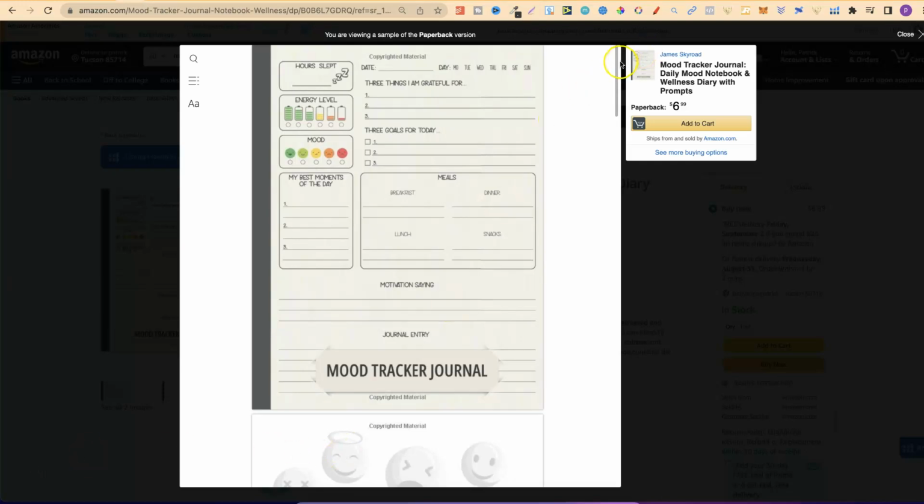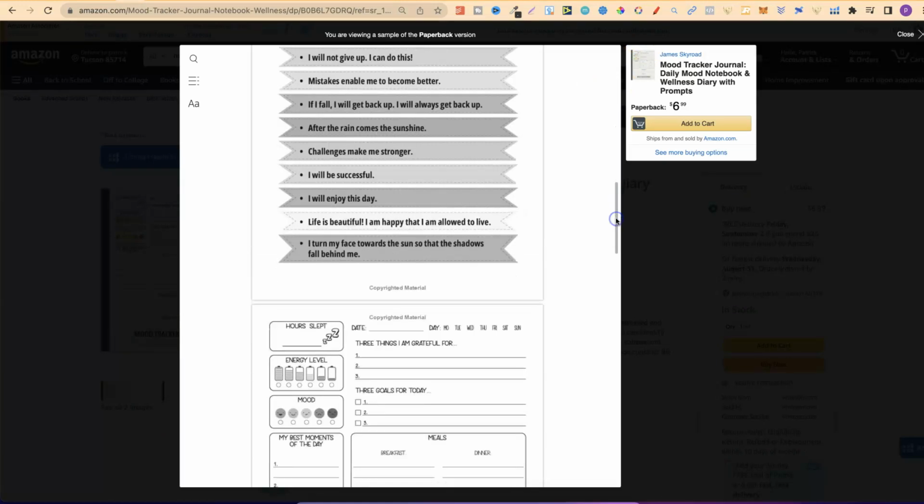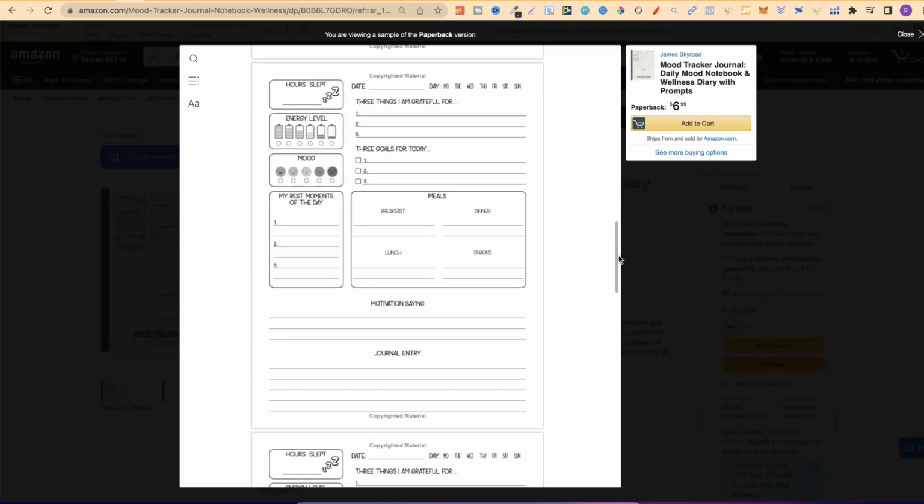Now, I have an example here of a mood tracker. If we scroll down to around about here, we can see what that looks like. So for this one, this is a mood tracker. So you're going to be tracking your hours slept, your energy level, your mood, and lots of great stuff. But again, that's the idea of trackers, and that's to track whatever it is that you want to track. But that's the first one, trackers.